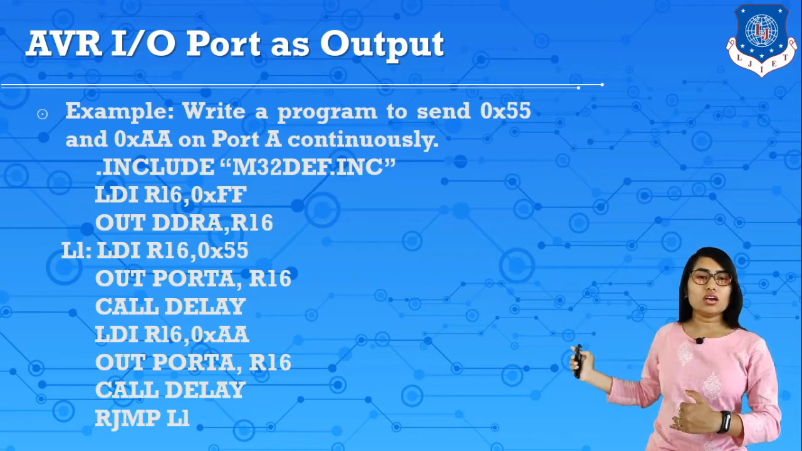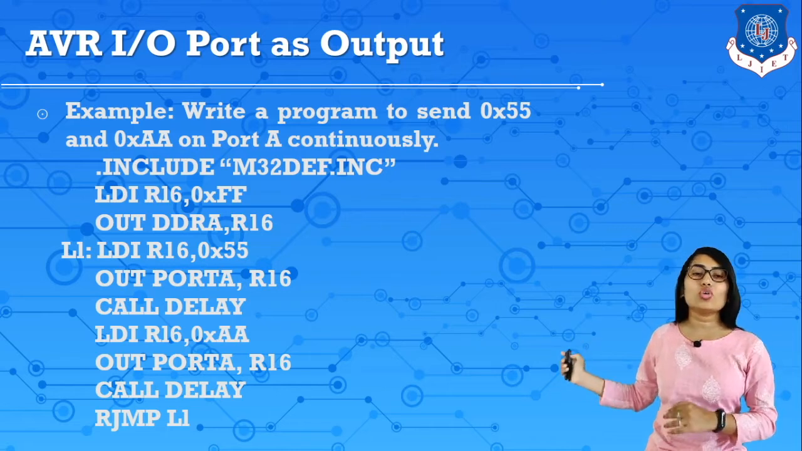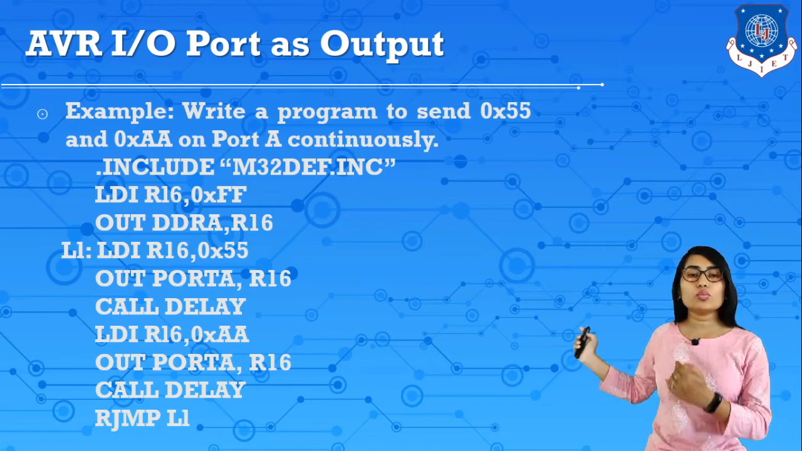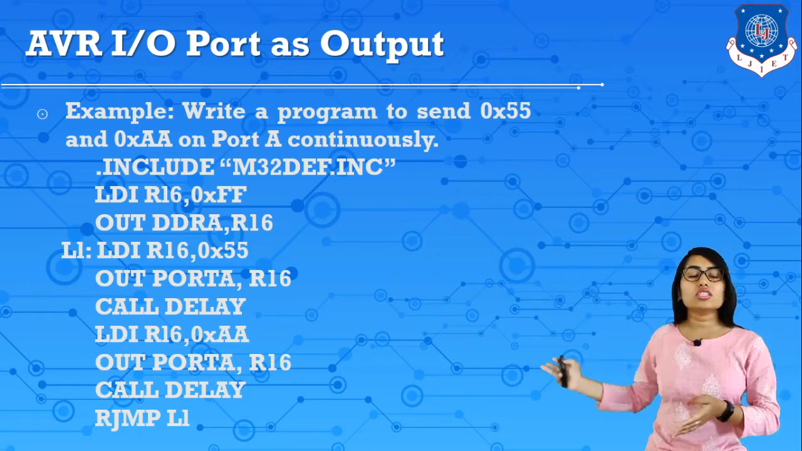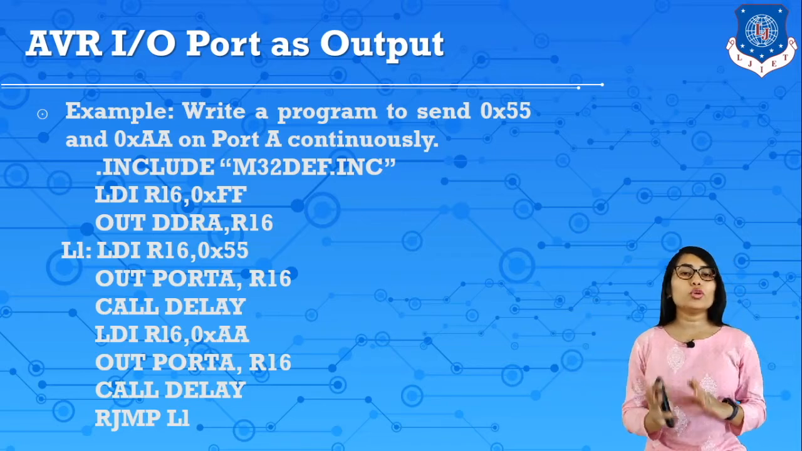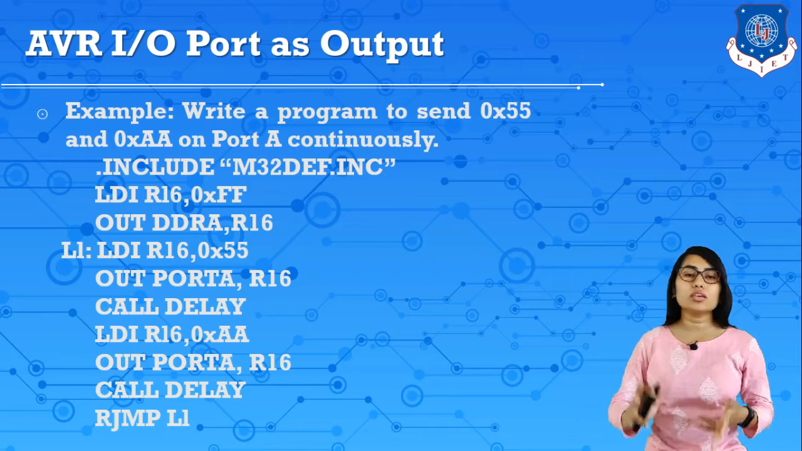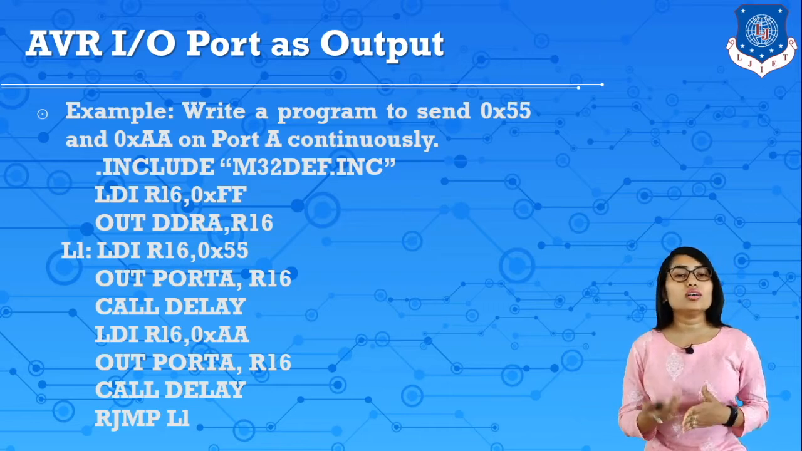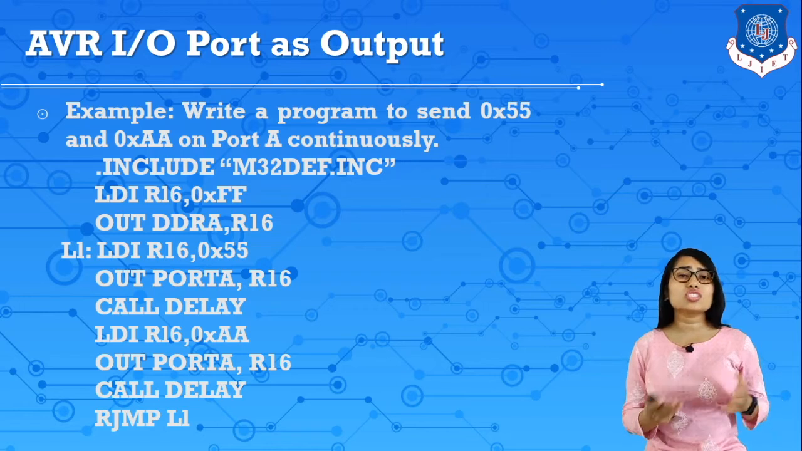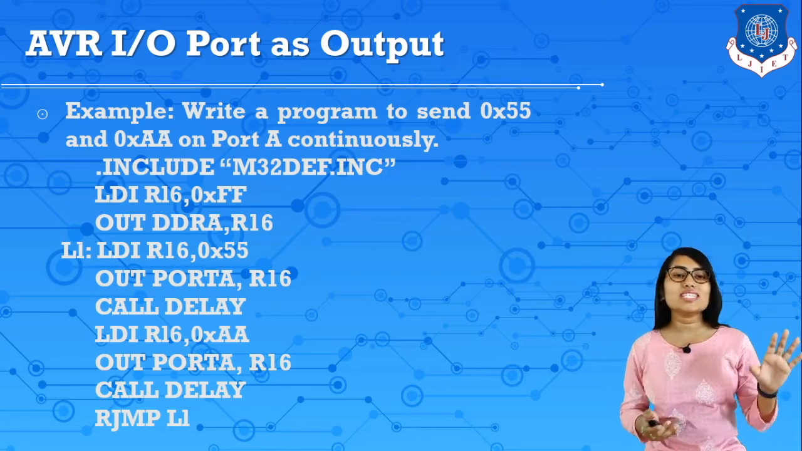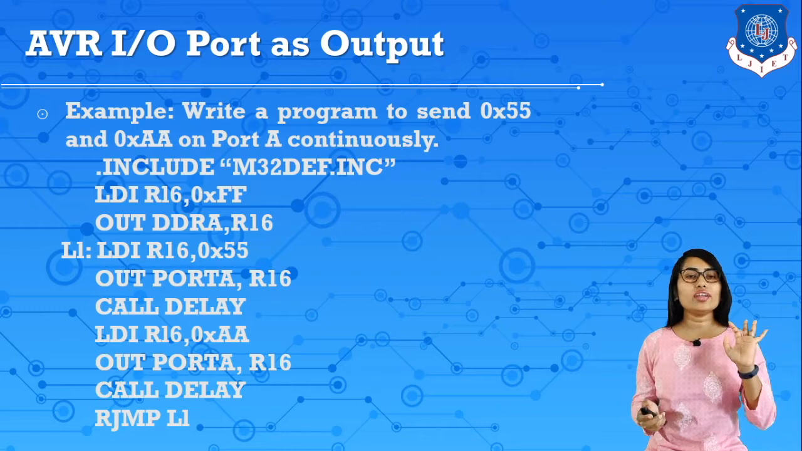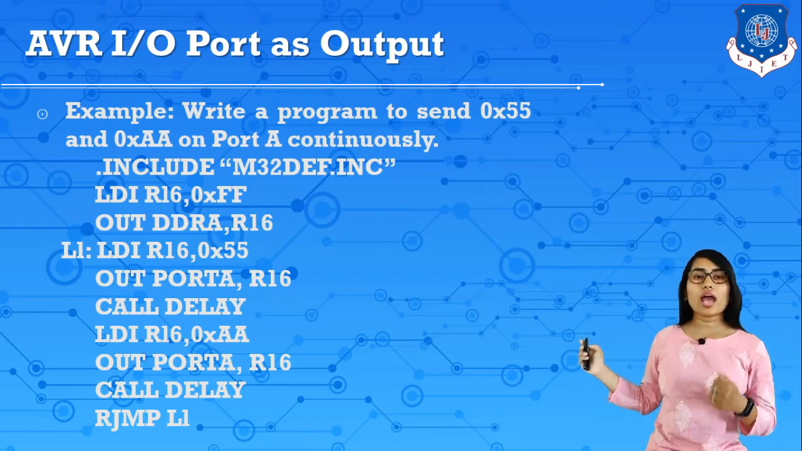Then send AA: LDI R16, 0xAA. Next, OUT PORTA, R16, that means port A equals AA. Now again call delay and then jump to L1. So this cycle goes on. First on port A there is 55, then on port A there is AA. This is how we can send data on any port, by making all bits 1 to assign the port as an output and then sending data. So this is a program for an IO port as an output.